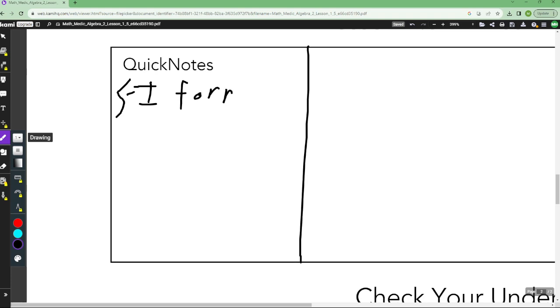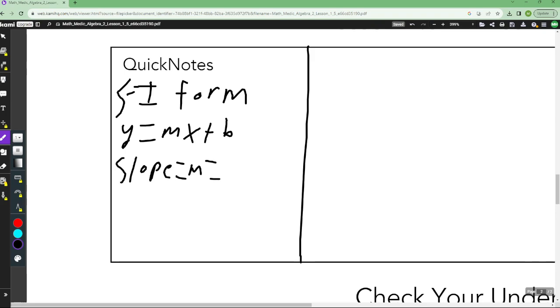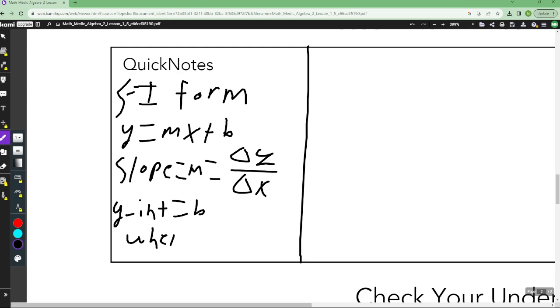Slope-intercept form is y equals mx plus b, and slope equals m, which equals change in y over change in x. That's a symbol for change, which is really just y2 minus y1 over x2 minus x1. That's the change. And then the y-intercept is b when x equals 0. Okay?